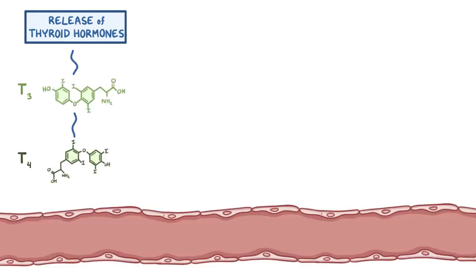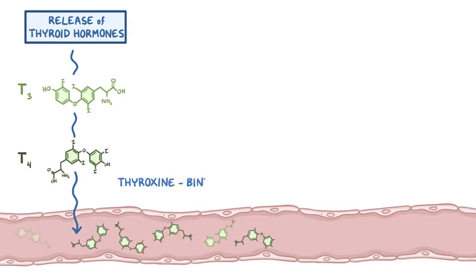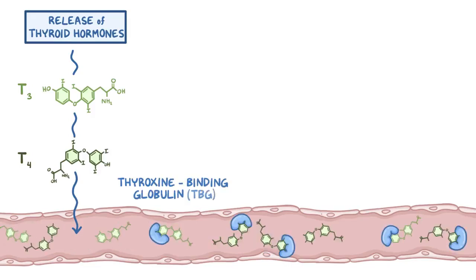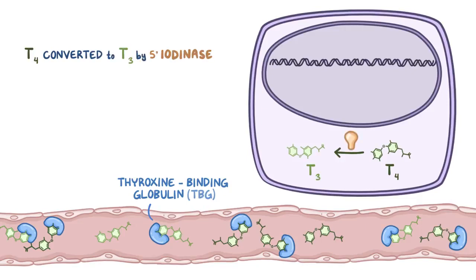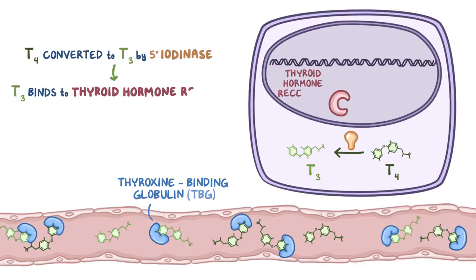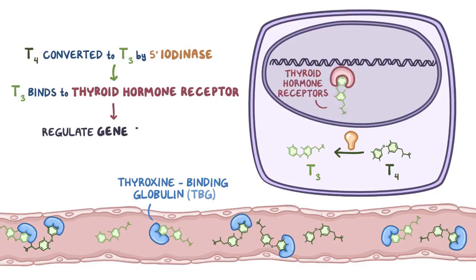Once released from the thyroid gland, T3 and T4 enter the circulation and travel via the blood by binding with the thyroxine binding globulin, or TBG, to reach the target cells. Now, once inside the cell, T4 is mostly converted into T3 by the enzyme 5-deiodinase. T3 binds to thyroid hormone receptors which are within the cell's nucleus, and these receptors regulate gene expression, which ultimately leads to various metabolic and physiologic effects in the body.